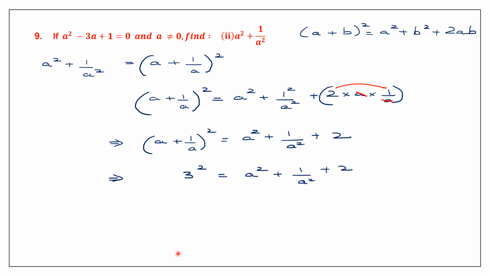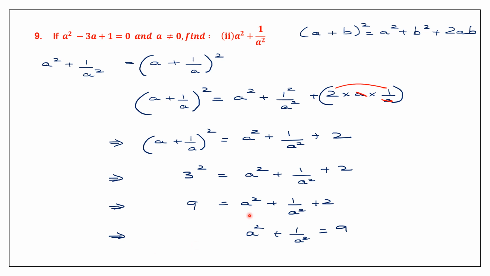Now we need to find only a square plus 1 by a square, isn't it? So I'm going to move it to the left side and move this to the right side. So that will be, now this is 3 square, which is 9. So that is equal to a square plus 1 by a square plus 2. Now to find the value of only a square plus 1 by a square, I'm going to leave it on the left hand side, and I'm going to move 9 to the right hand side. We have just interchanged sides.